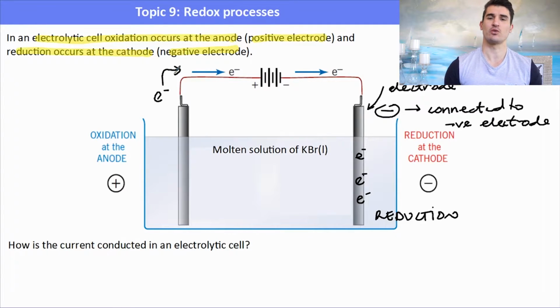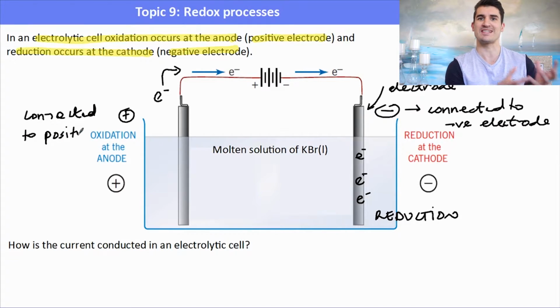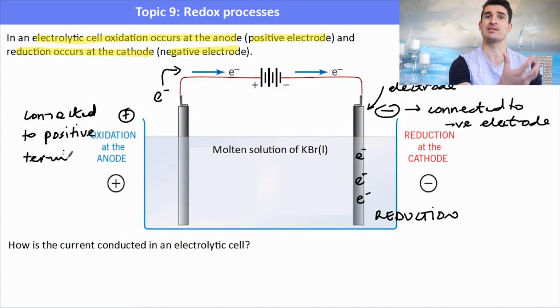At the other electrode, well, we're pulling electrons out of that electrode. It's positively charged because it's connected to the positive terminal of the battery. And because we're drawing electrons out of that electrode, it's going to be the anode because the anode is loss of electrons.